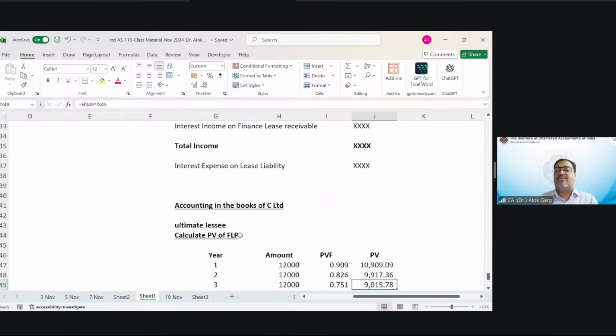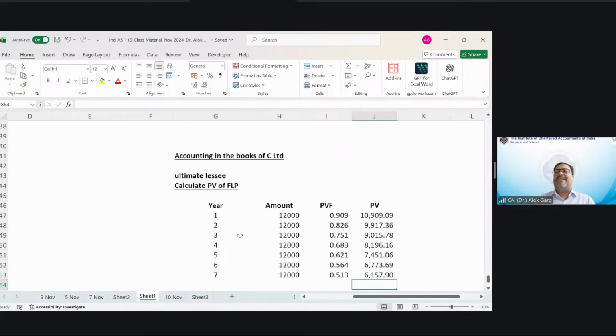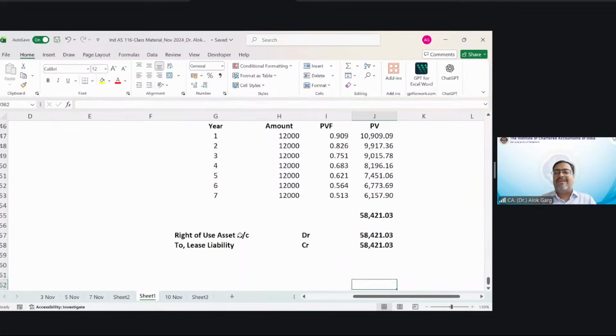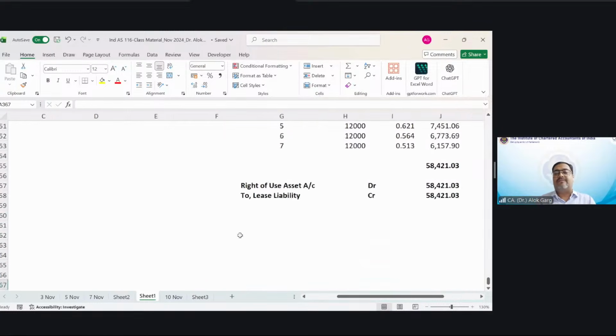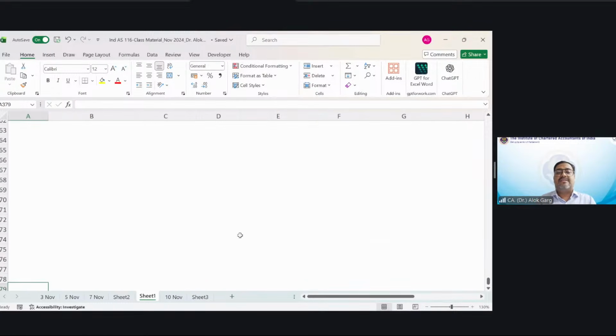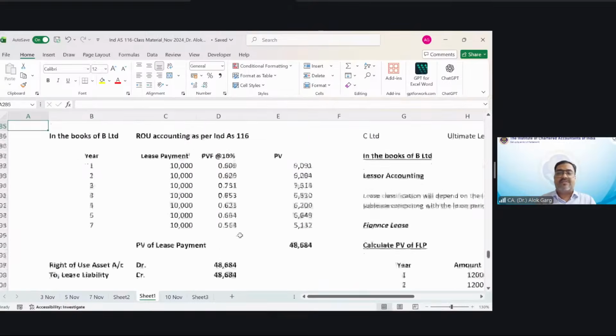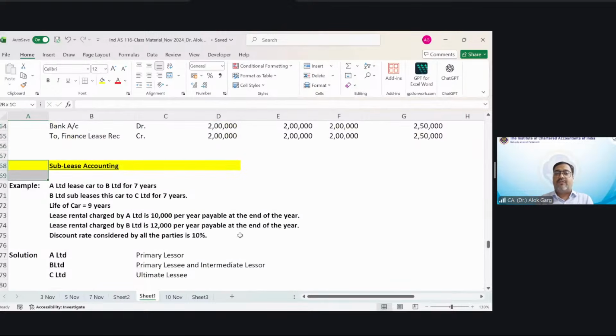What is the accounting in the books of C Limited? Very simple. C Limited is the ultimate lessee. He will compute the present value of the lease rental and he will recognize ROU and he will credit lease liability, right? This is the sublease accounting. This is the sublease accounting, my dear friends, which you want to understand, right? Is that clear to all of you?